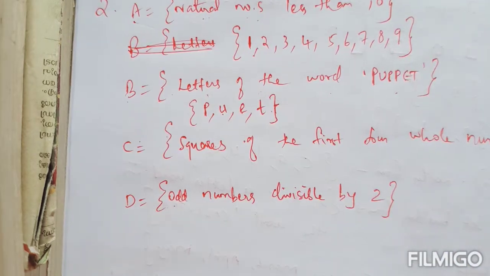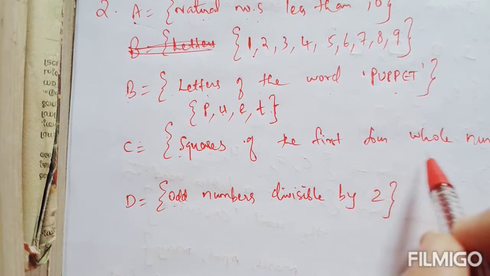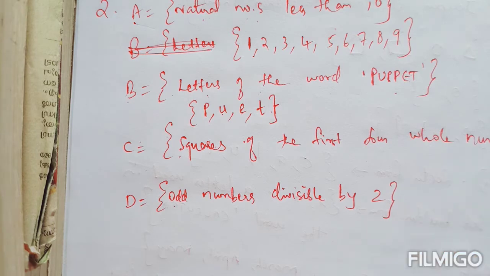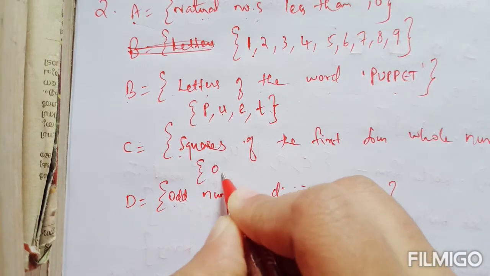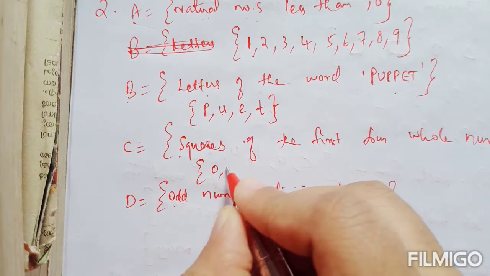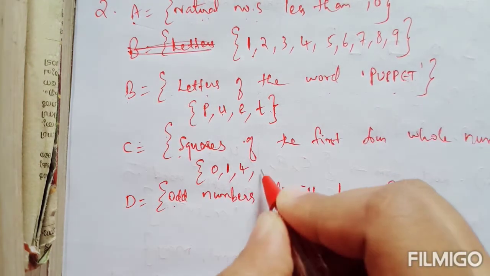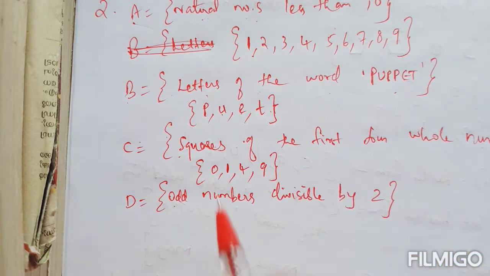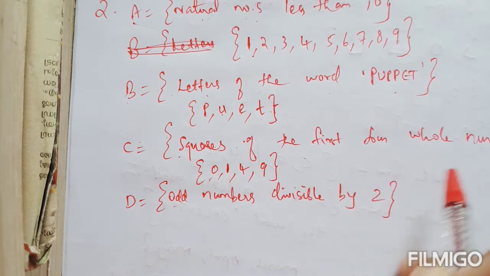Okay, now C, set of squares of the first 4 whole numbers. First 4 whole numbers start with 0. So 0, 1, 2, 3. Squares of those numbers. 0 square is 0. 1 square, that is 1 into 1, it is 1. Now 2 into 2 it is 4. 3 into 3 it is 9. So 0, 1, 4, 9. This is the set of squares of first 4 whole numbers.